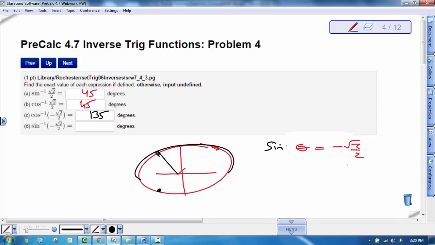So negative square root of 2 over 2, we're talking about a y value then. So we're talking about down here. If you look at your unit circle, that's a negative 45 degrees, and that does work for the domain of the sine as well, so it'd be negative 45.